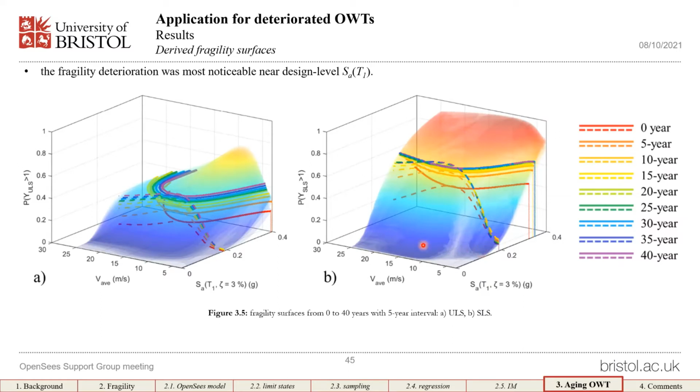Basically, it seems that based on our modeling assumptions, the rate of fragility degradation was obviously time dependent. And secondly, the change of the probability of failure at different locations on these surfaces was different. It was most noticeable for inputs around the design level ground motion intensity in combination with medium to high levels of wind speeds.